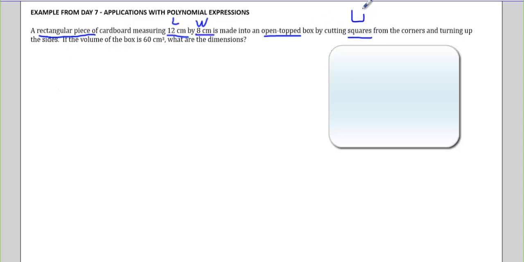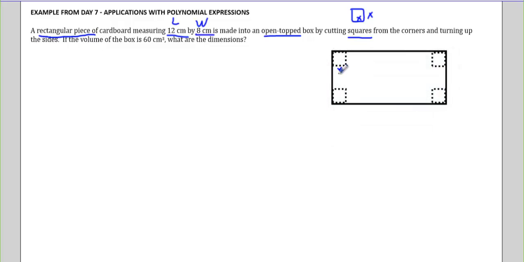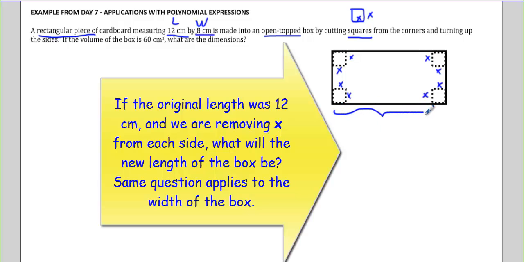So what does it mean that we cut squares? Squares have equal sides of x and x. So let's see what that picture would look like. From our rectangular base, we cut corners of x sides, so x and x. So now let's think about what the new length of the cardboard box will be.